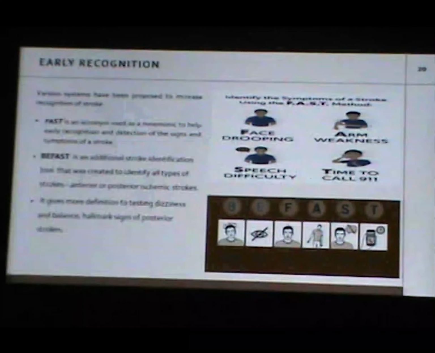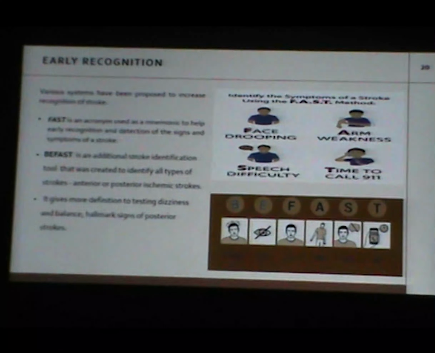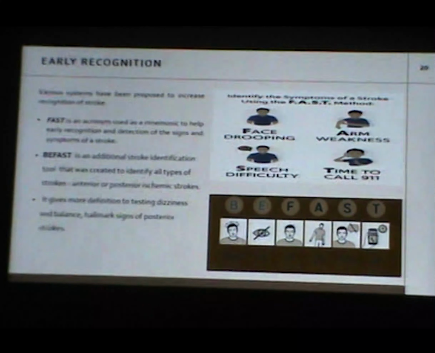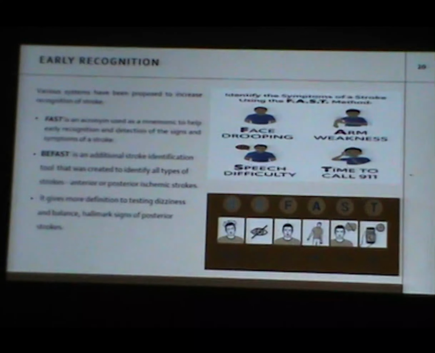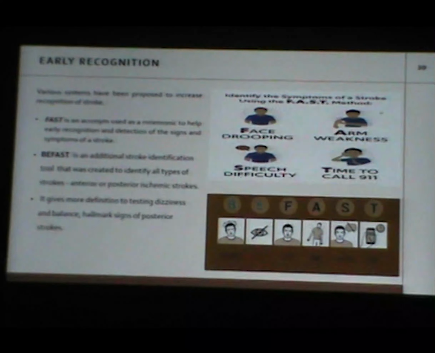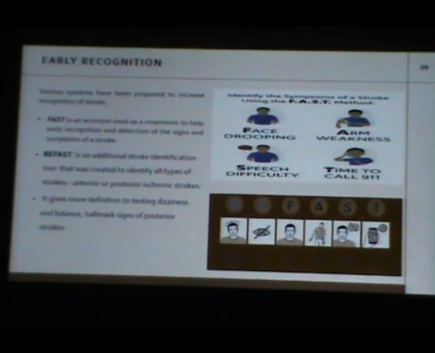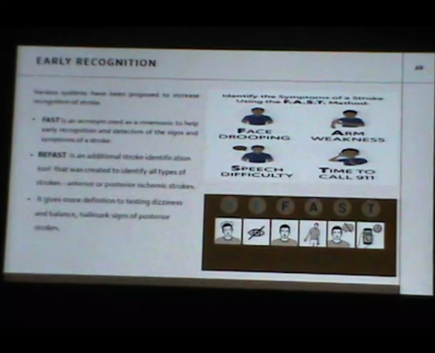The early recognition is extremely important, following the rule time is brain. So FAST is a simple scale that can be applied by the patient's relatives or those suspecting stroke, or by paramedics pre-hospitalization. It refers to face drooping, arm weakness, speech difficulty, time to call the ER.